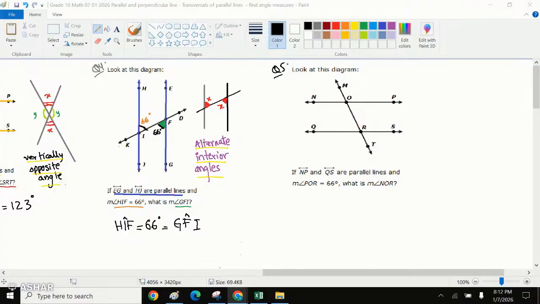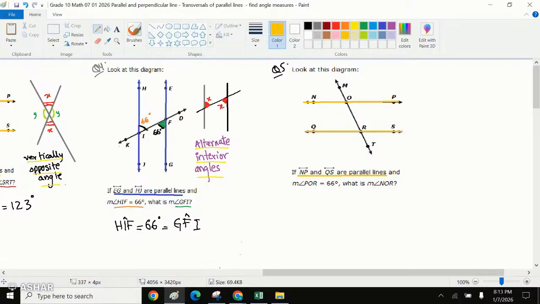We can find the two parallel lines, right? The two parallel lines given to us are NP and QS. Let's highlight the parallel lines. QS and NP are the two parallel lines. If the lines have an arrow at the end of them, that also represents that those two lines are parallel lines.